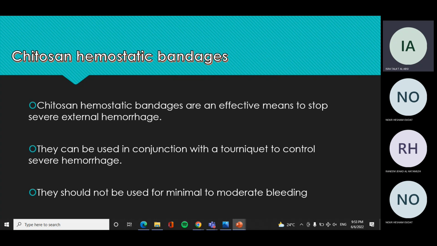They can be used in conjunction with a tourniquet to control severe bleeding. They shouldn't be used for minimal to moderate bleeding.